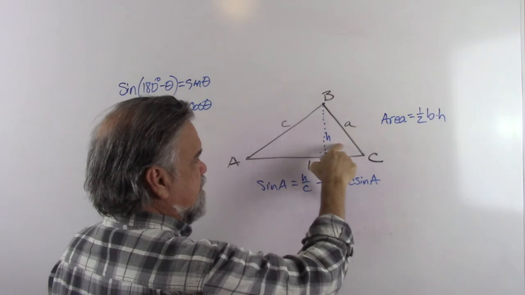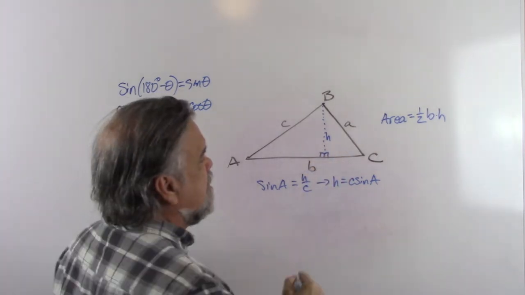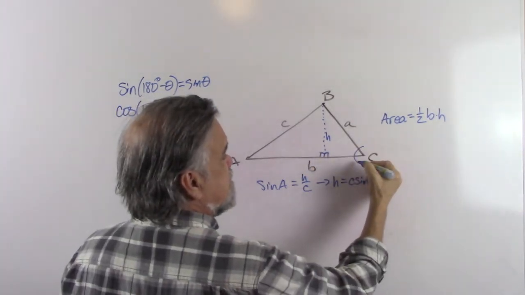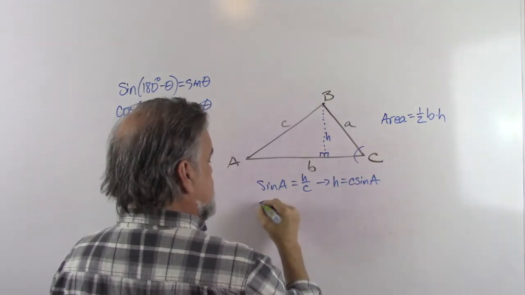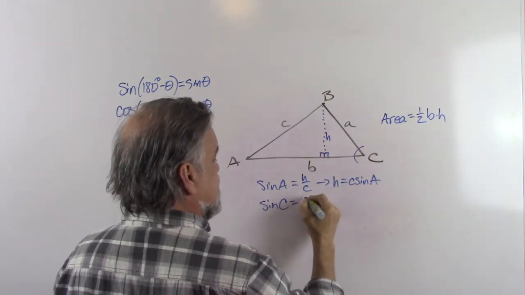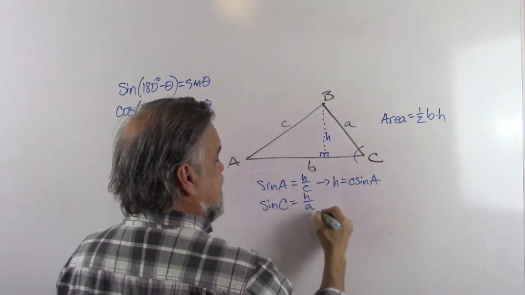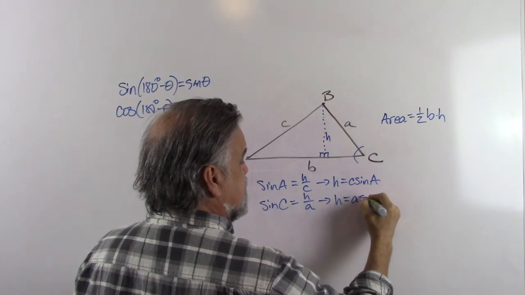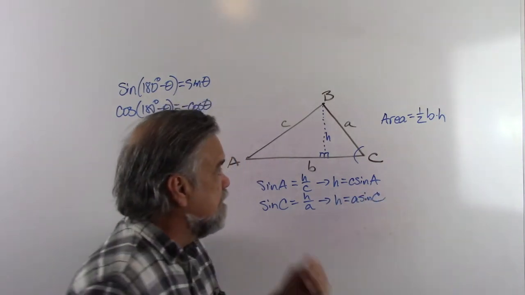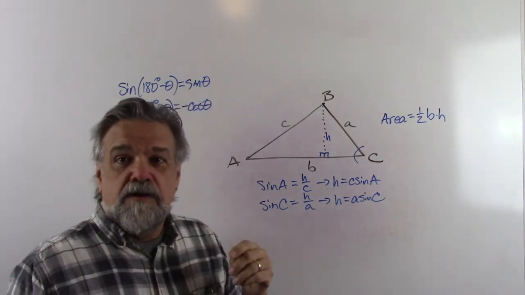I also can look at this triangle over here on the right, and I can see that the sine of angle C is going to be opposite over hypotenuse. So the sine of C is H over A, and that means that H equals A times the sine of C. Okay, so what does that tell us?